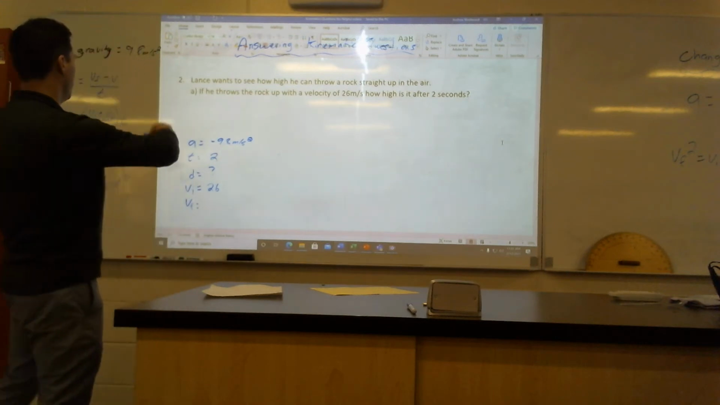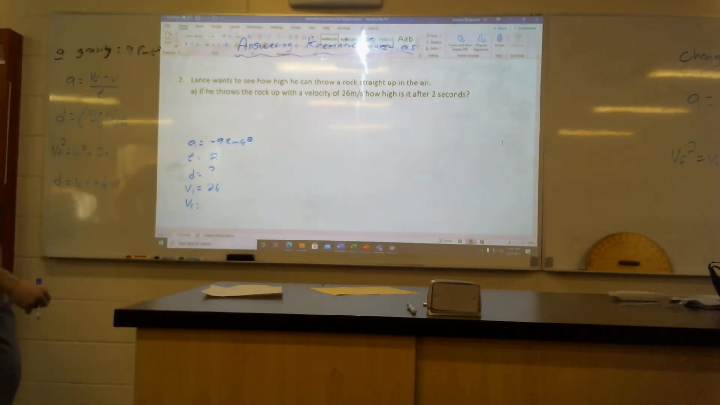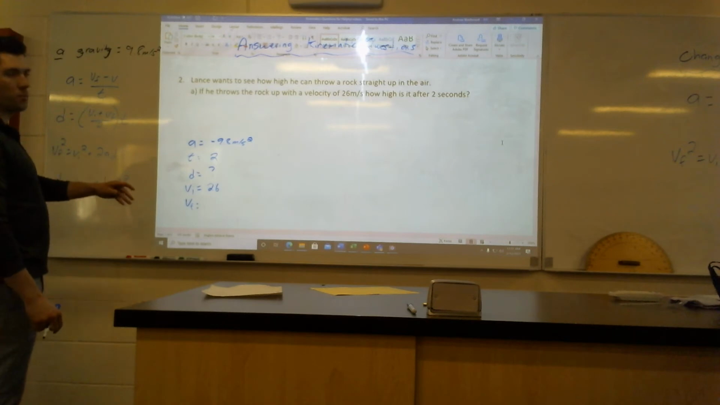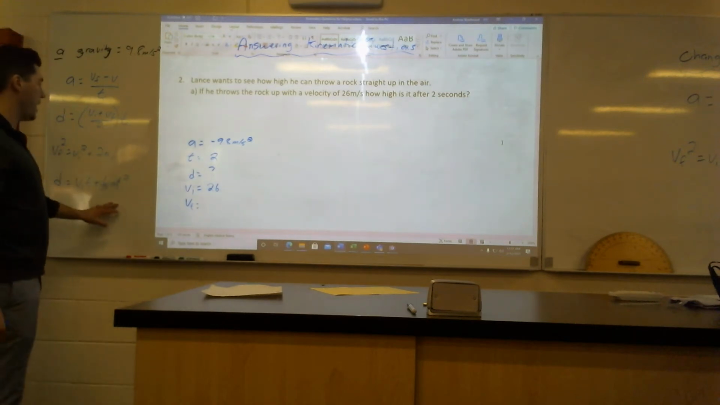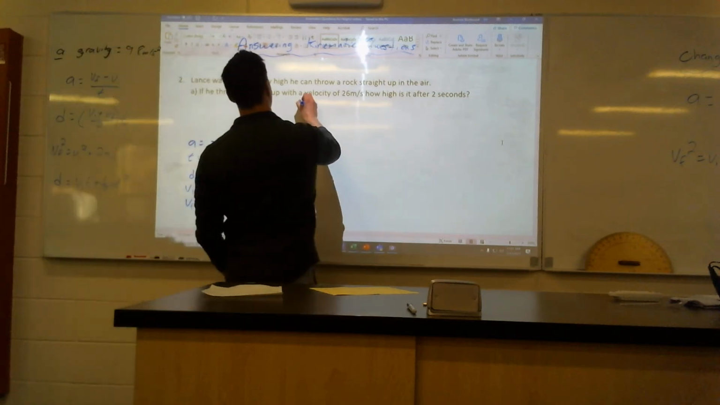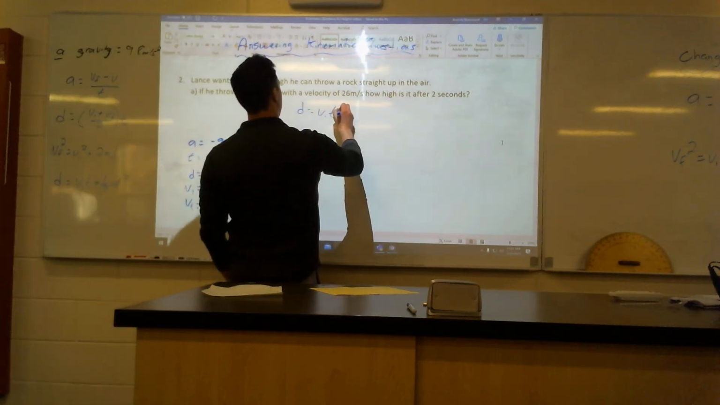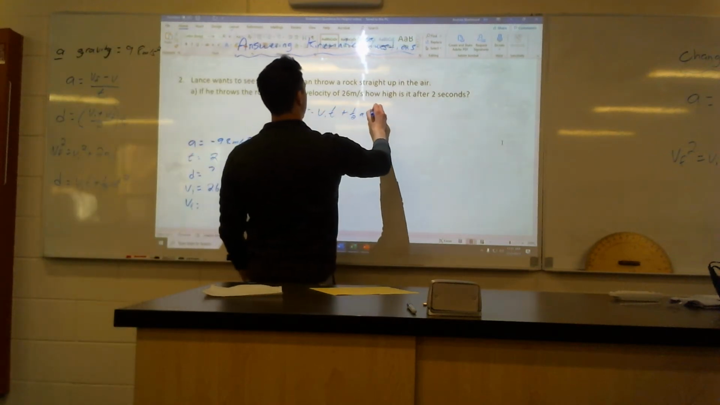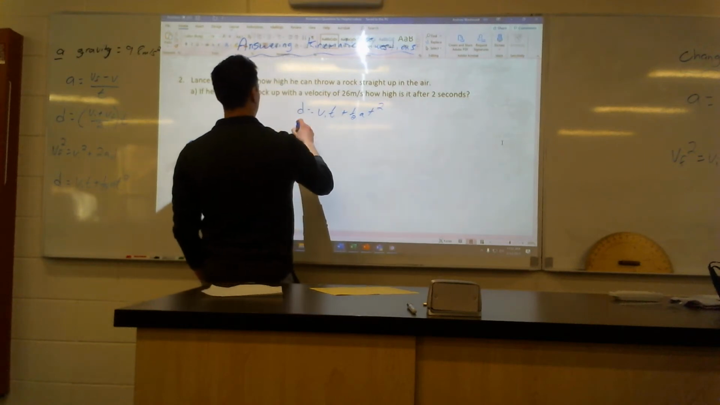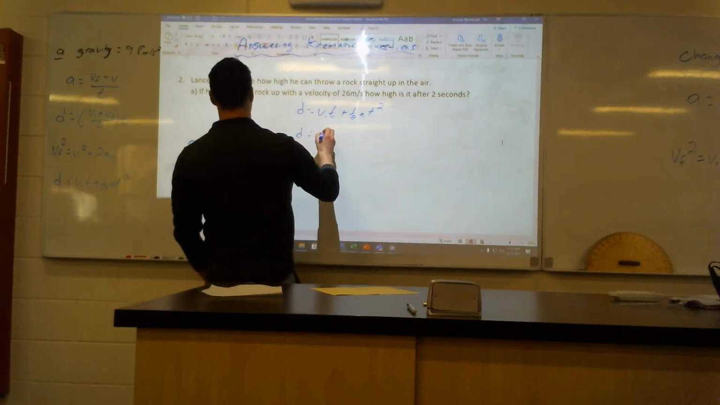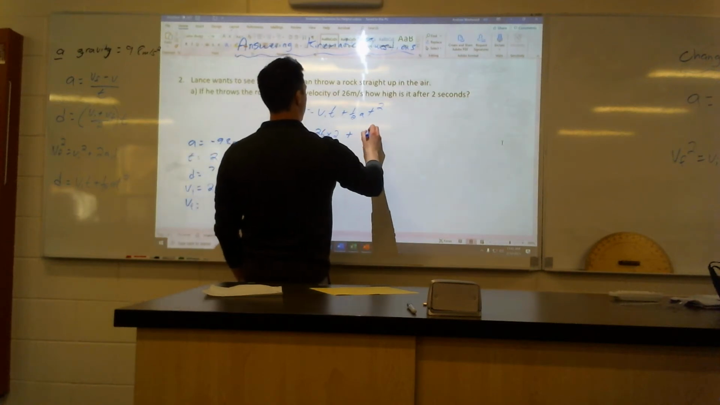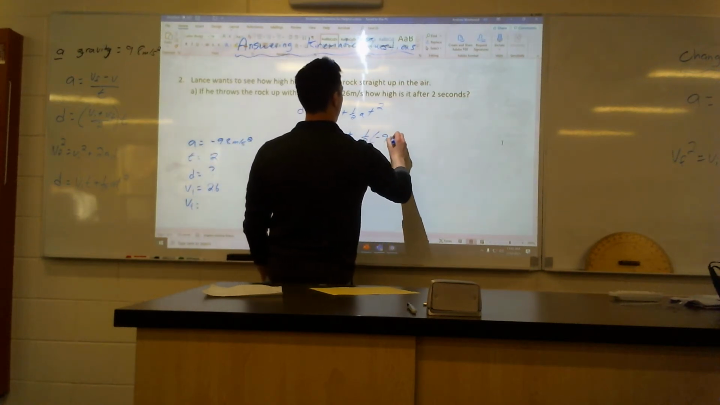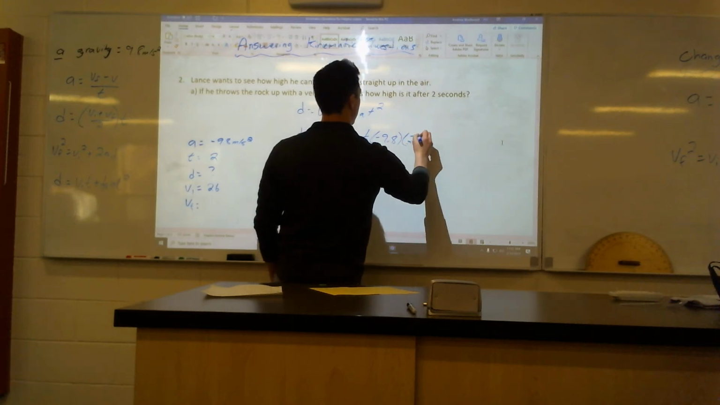So what formula am I going to use here? One that does not have Vf. So I think I actually told you the wrong formula in the last video, but I'm going to use the right one. I'm going to use this very bottom one that has no Vf. Okay. So our distance equals Vi t plus 1/2 a t squared. So I'm actually looking for the distance, which is nice. And I'm going to go 26 multiplied by 2 plus 1/2 negative 9.8 times 2 squared.